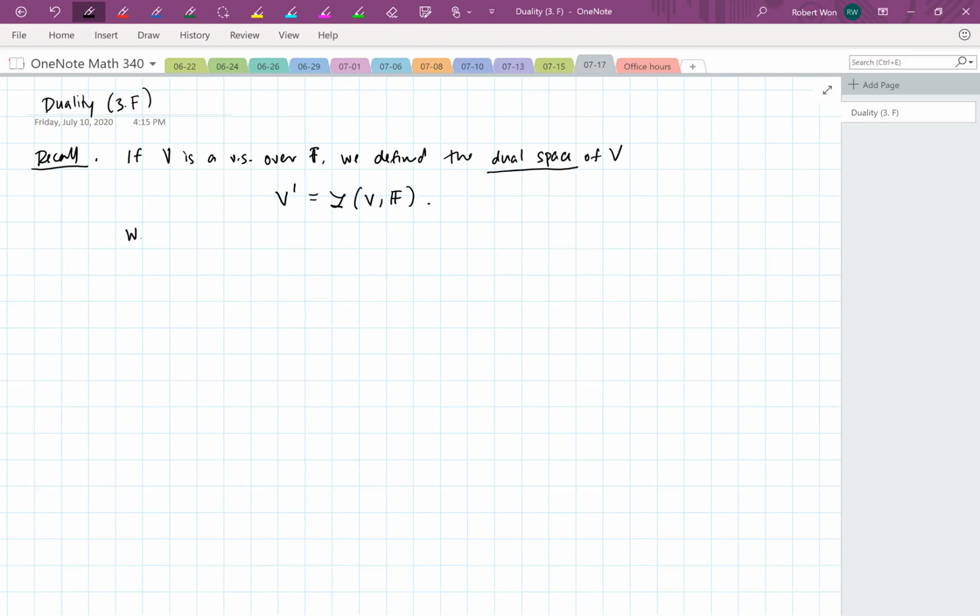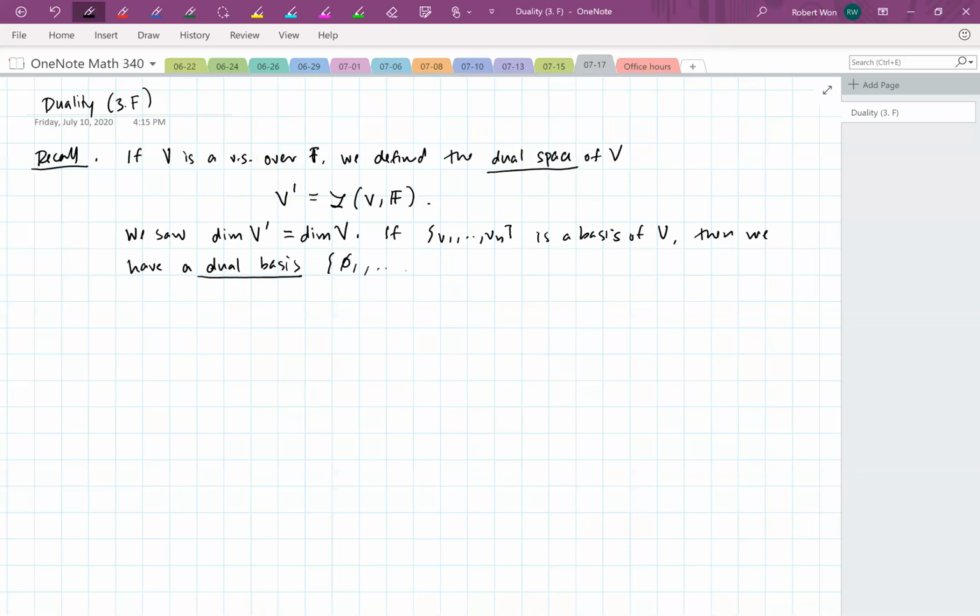And we proved that the dimension of the dual space is the same as the dimension of the original vector space, because it had a basis of the same length, right? So if you have a basis V1 through Vn, then we have the dual basis to this basis. This thing is in fact a basis of the dual. So it has exactly the same number of elements. Let's call them phi1 up through phi n. Each of these phi's has to be an element of the dual, right? So each of these phi's is a function on V.